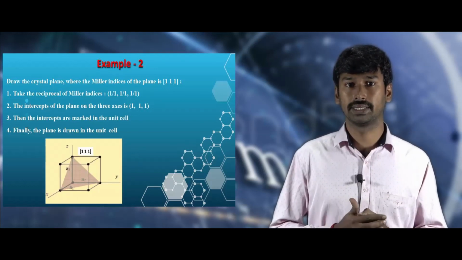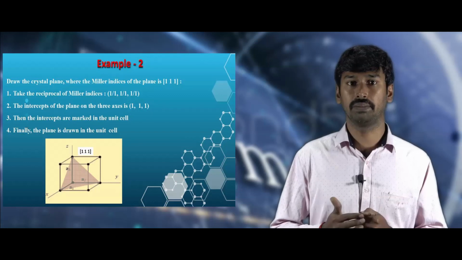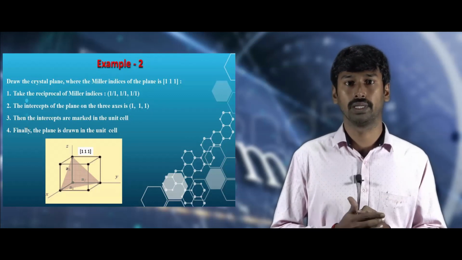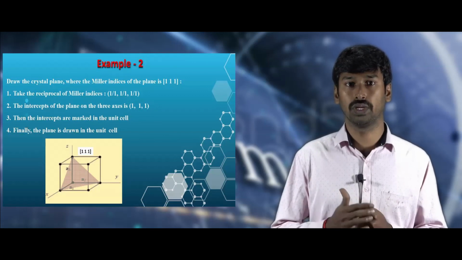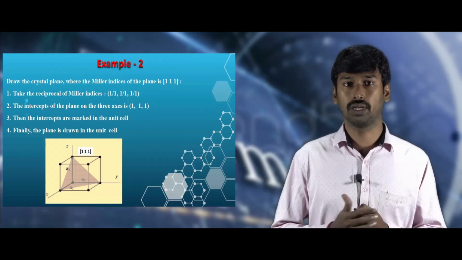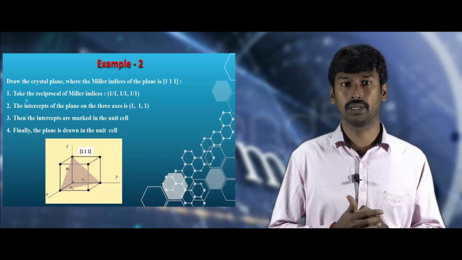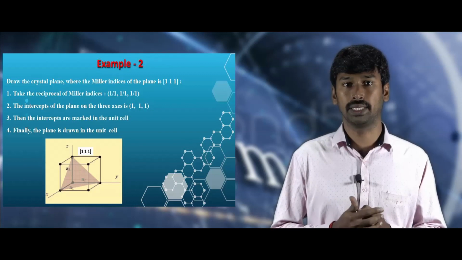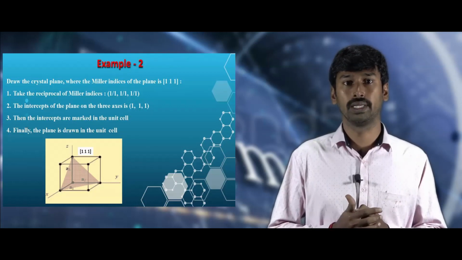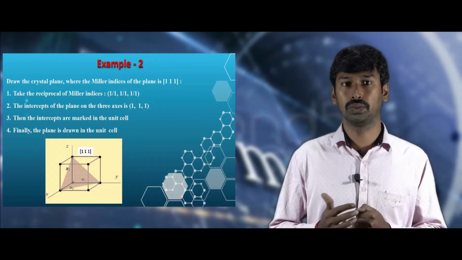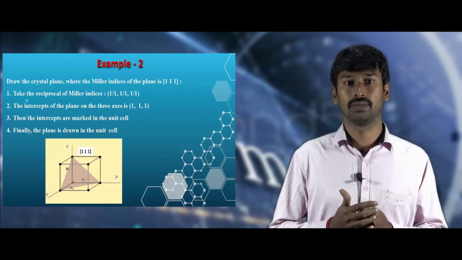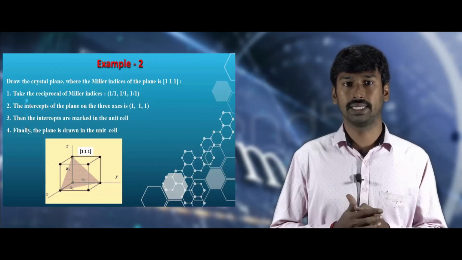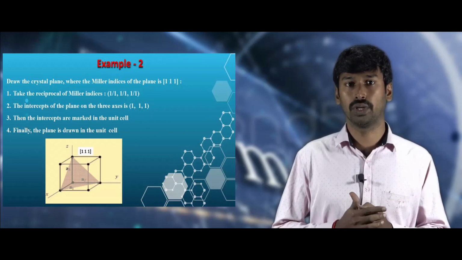We will see another example. Draw the crystal plane where the Miller indices are 1, 1, 1. Take the reciprocal of the Miller indices. The given Miller indices are 1, 1, 1, and the reciprocals of the Miller indices are 1 by 1, 1 by 1, 1 by 1. Then the intercepts of this crystal plane are 1, 1, 1. Then these intercepts are marked in the unit cell, and finally a plane is drawn in the unit cell, which is shown in this figure, which cuts the x, y, z axis at one unit each.